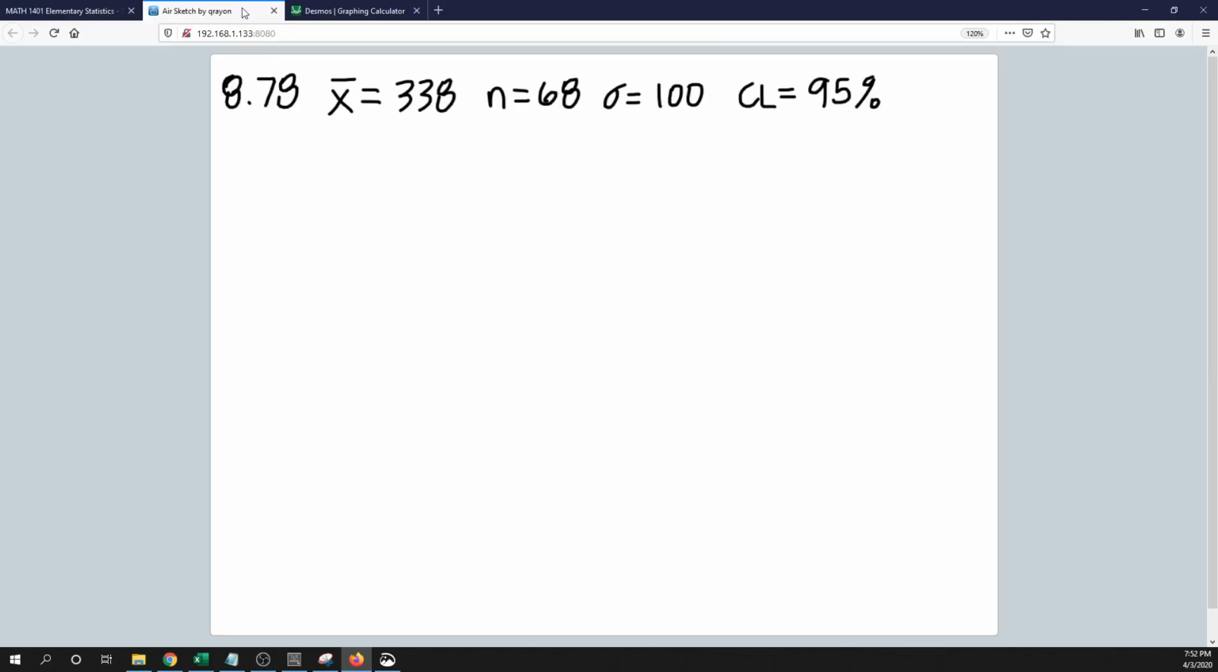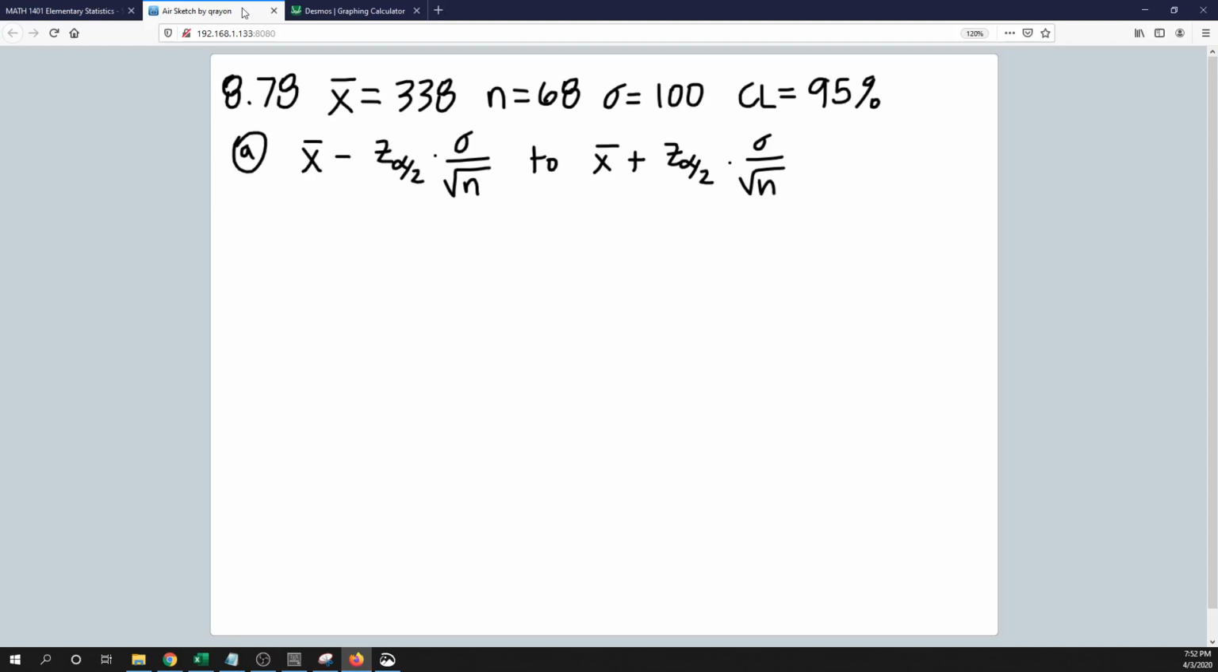Okay, so part A, we want our confidence interval. So we know that the lower limit is going to be x bar minus z of alpha over 2 times sigma divided by square root n. And the upper limit is going to be x bar plus z of alpha over 2 times sigma over square root n. All right, so let's calculate all that out.